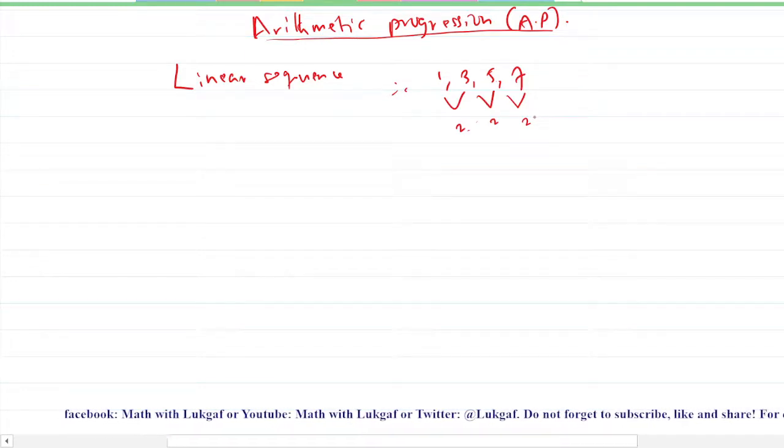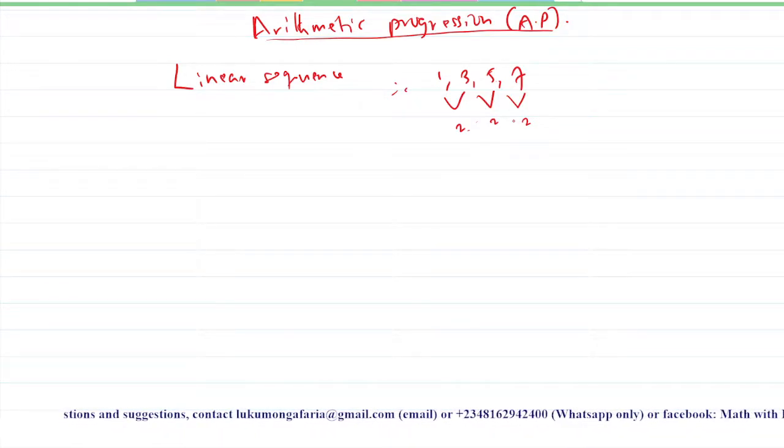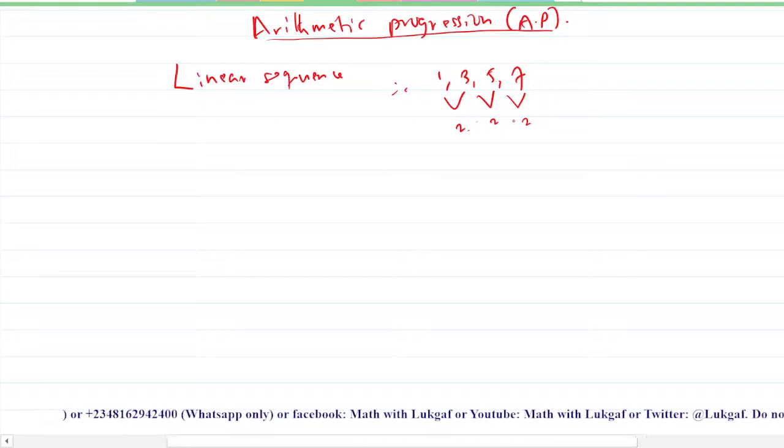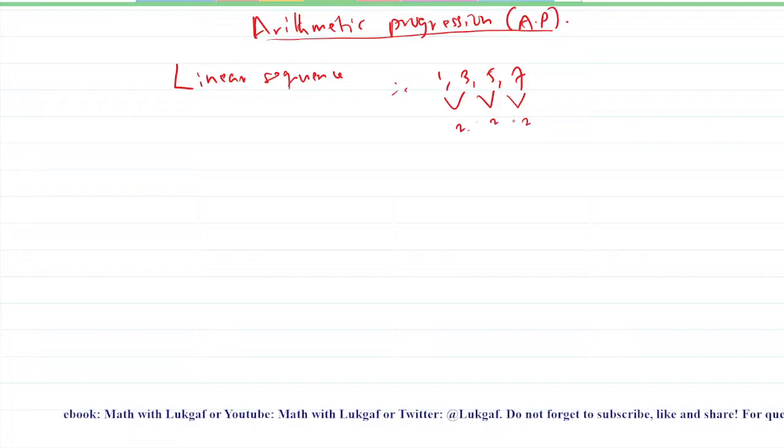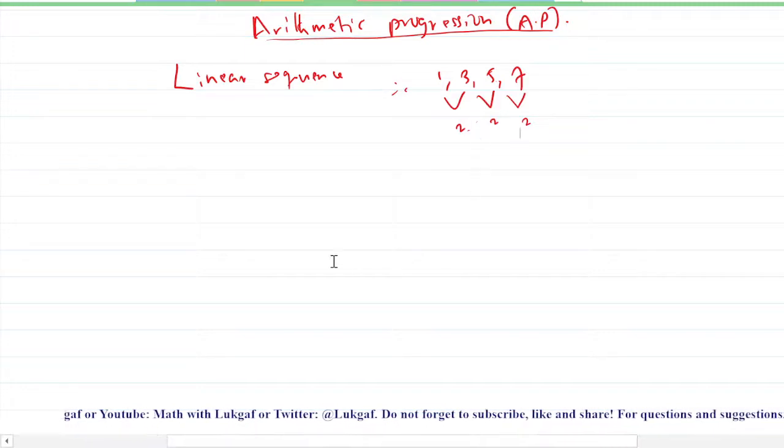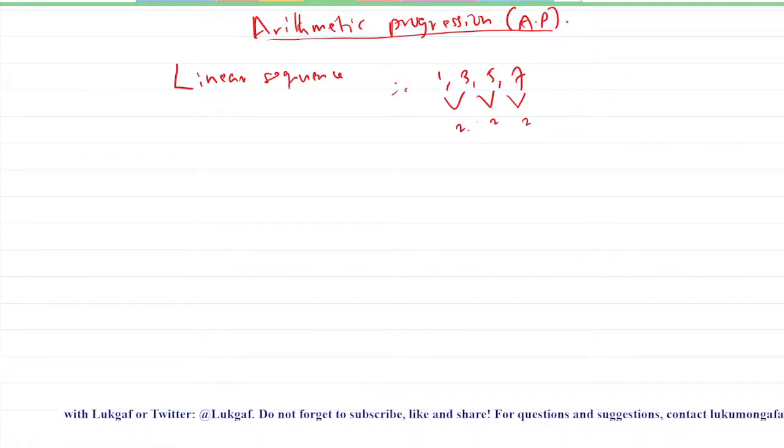So you see that the two consecutive terms give a similar relationship. That is, we obtain the relationship between two consecutive terms by adding 2 to the number. When you have this type of sequence, we call it a linear sequence. Then I told you in the last video that a linear sequence is also the same thing as an arithmetic progression, also known as AP.